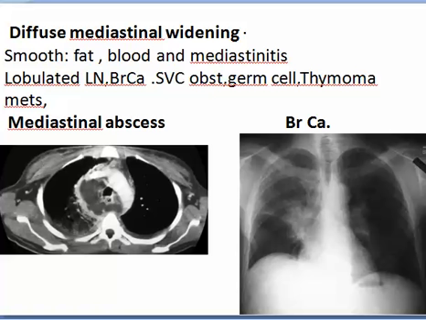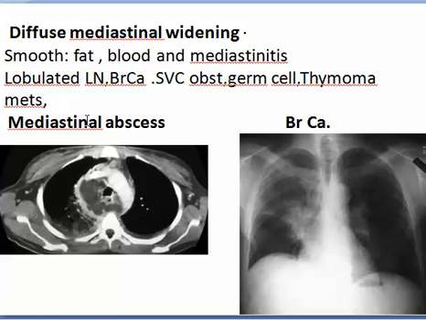But sometimes you are faced by diffuse mediastinal widening. It may be smooth if there is blood or pus or fat. It may be lobulated as lymph nodes, bronchogenic, superior vena cava obstruction, germ cell, thymoma, and mets. So, if it is smooth, think of one of the three: blood, abscess, or fat.